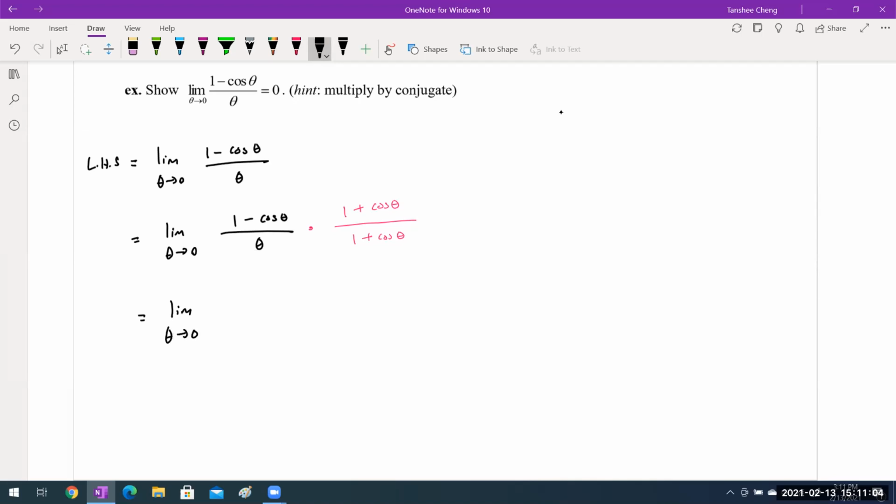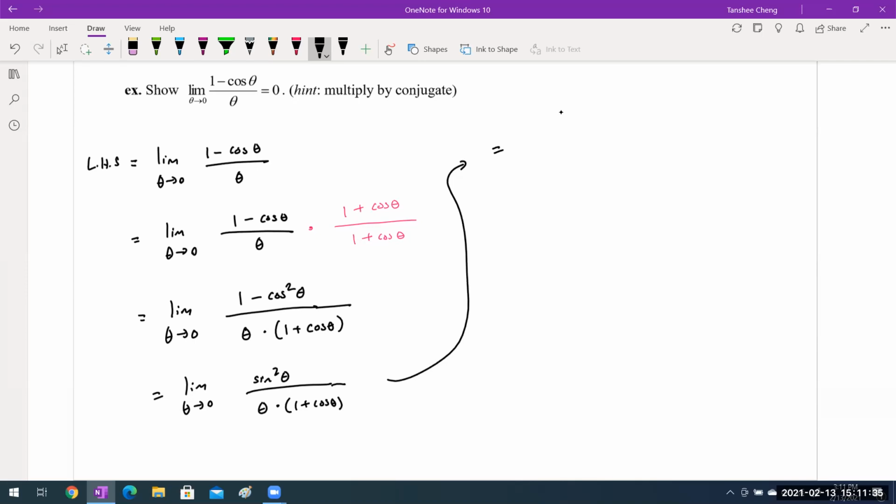which gives us the limit as theta approaches 0 of 1 minus cosine squared theta over theta times 1 plus cosine theta. So this gives us the limit as theta approaches 0 of sine squared theta over theta times 1 plus cosine theta. What we're going to do here is simply break it down: the limit as theta approaches 0 of sine theta over theta times sine theta over 1 plus cosine theta. I just break it down into two fractions multiplied, because this is something that we already know.